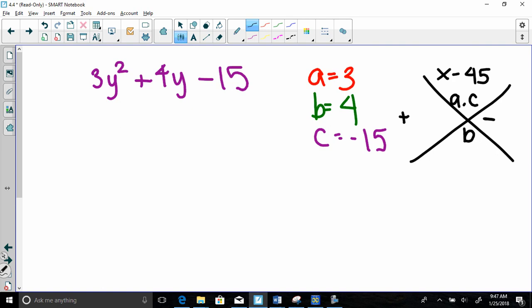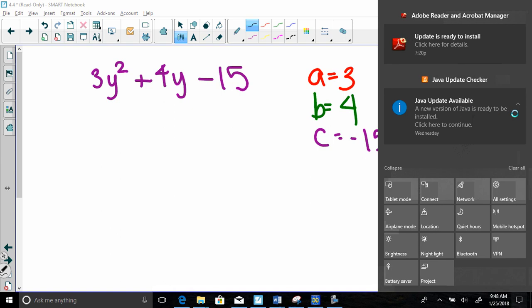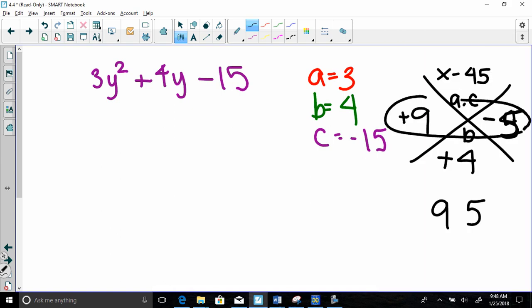But I'm adding to what? 4. So I know if I'm adding to a positive number, that means whatever my factor is, the bigger one will be positive. So let's just look at negative 45. That means I'm looking at what 2 numbers subtract to make 4 now. So what are the numbers that multiply to 45? 9 and 5, and 9 minus 5 is 4, right? Which one's bigger, 9 or 5? And so 9 minus 5 would be positive 4. So those would be my 2 factors.